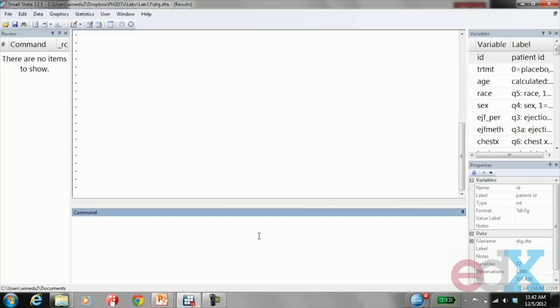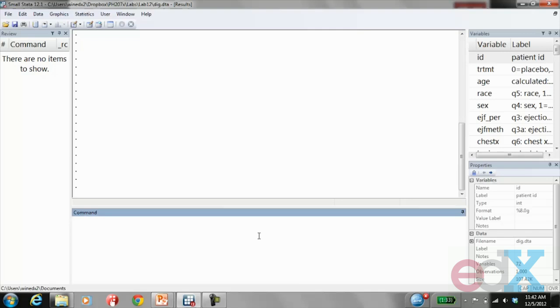Now before we can begin analyzing things, we need to tell Stata that we are working with survival data. And this is analogous to how we had to tell Stata that we were working with survey data when you were analyzing survey data. So we have to do the same thing for survival data.